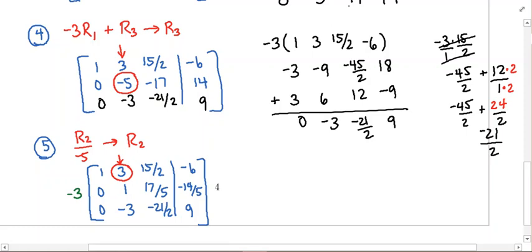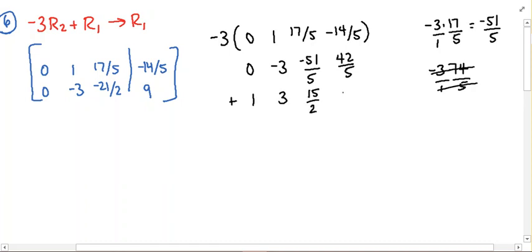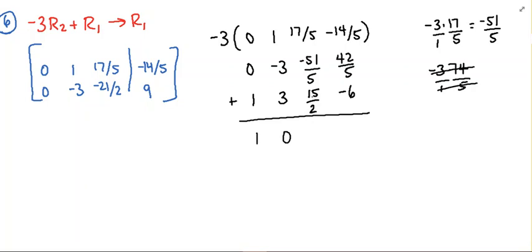Our first row is going to be 1, 3, 15 halves, and -6. Ew, this is getting yucky. All right, let's go ahead and add. 0 plus 1 is 1. -3 plus 3 is 0. We've got to add these two guys, which you can do by hand, or you can just use your calculator, which I'll do here because it's getting kind of messy. We don't want to spend our whole time trying to do the arithmetic instead of solve the system. So let's do this one on the calculator.